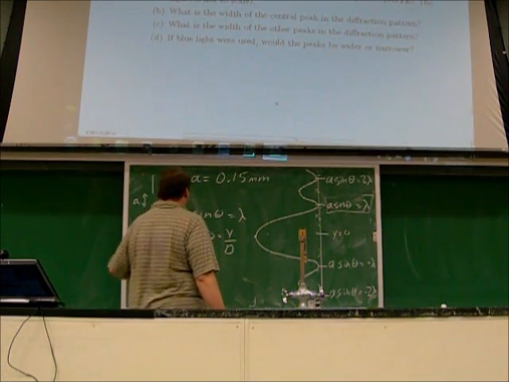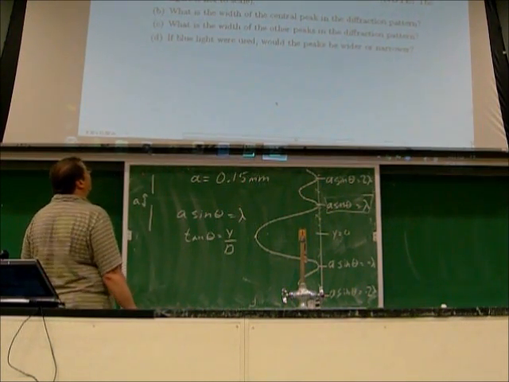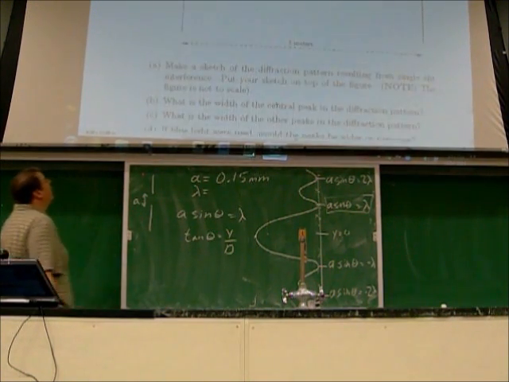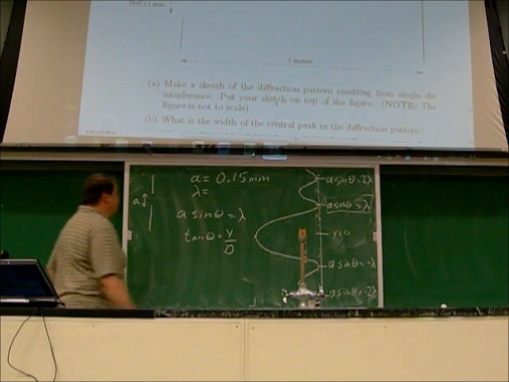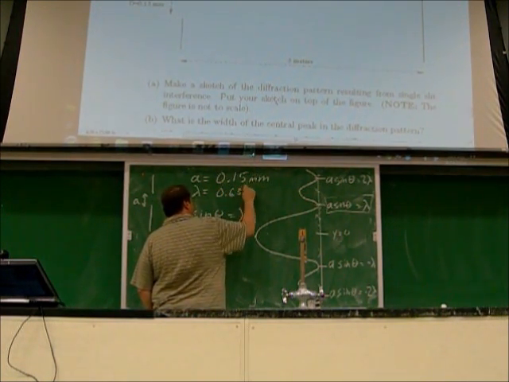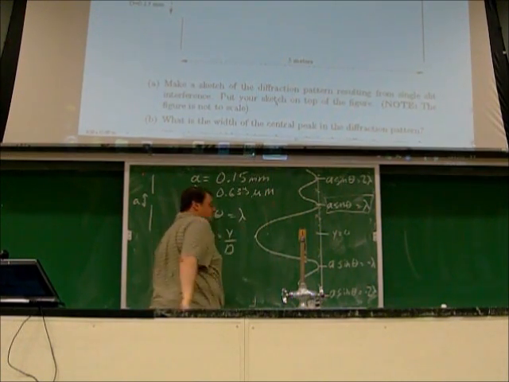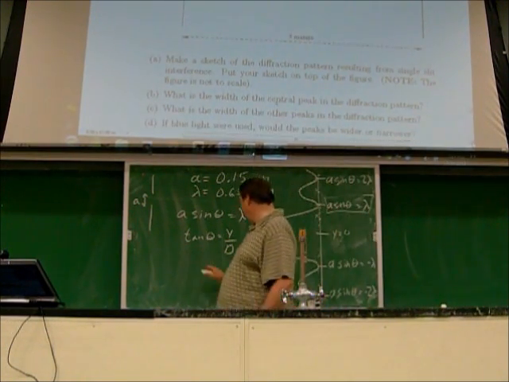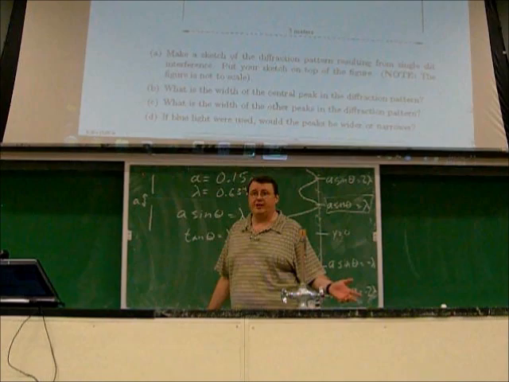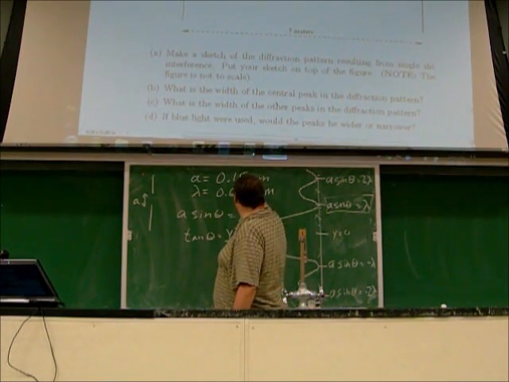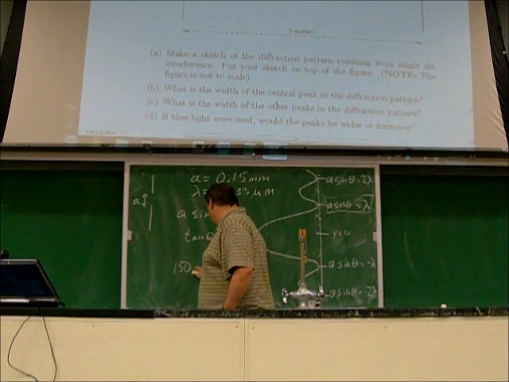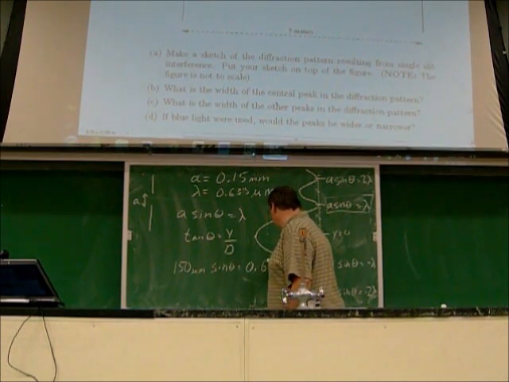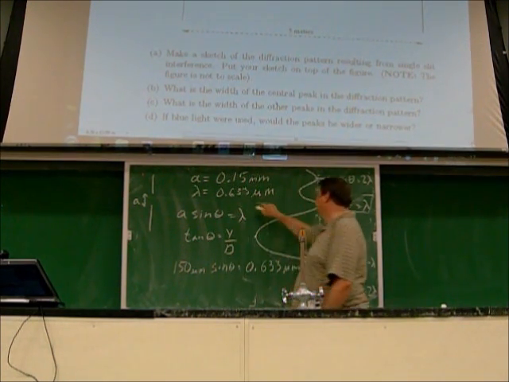So, they gave me A. Did they give me a wavelength? Can you scroll up to see the wavelength? Okay, 0.633 micrometers. Do you want to do the whole thing in millimeters or the whole thing in micrometers? Let's do it all in micrometers. So 150 micrometers times sine theta equals 0.633 micrometers. That's this one.